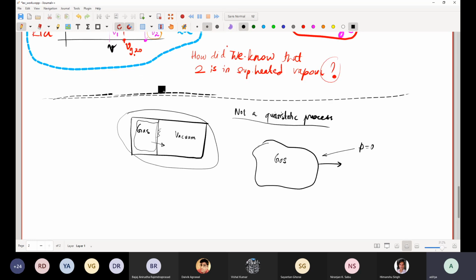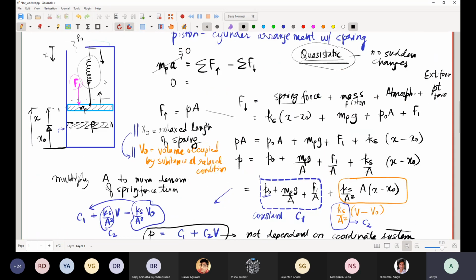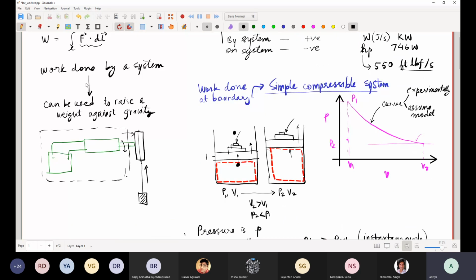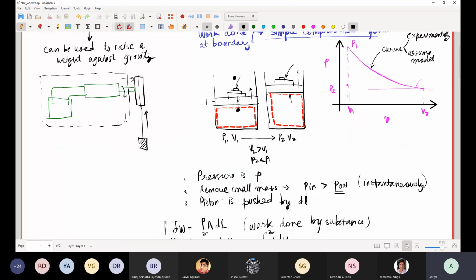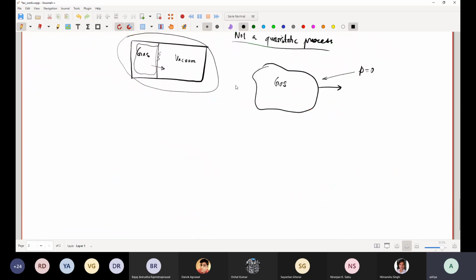In this particular case the back pressure is due to atmospheric pressure and the presence of the spring. In this case the back pressure is because of the weights put on the piston. Over here there is nothing, and hence the work done in such a case will be considered to be zero.